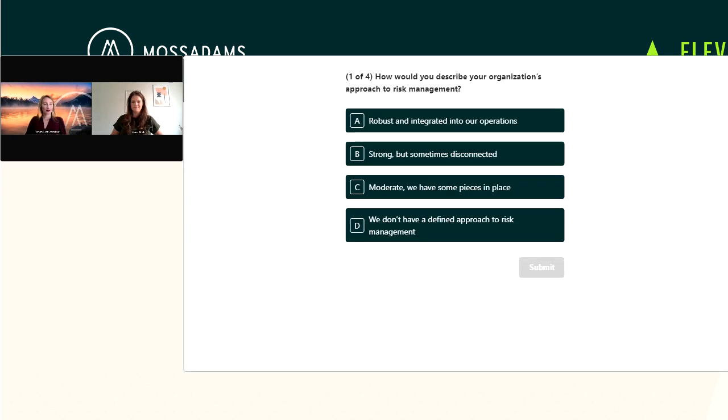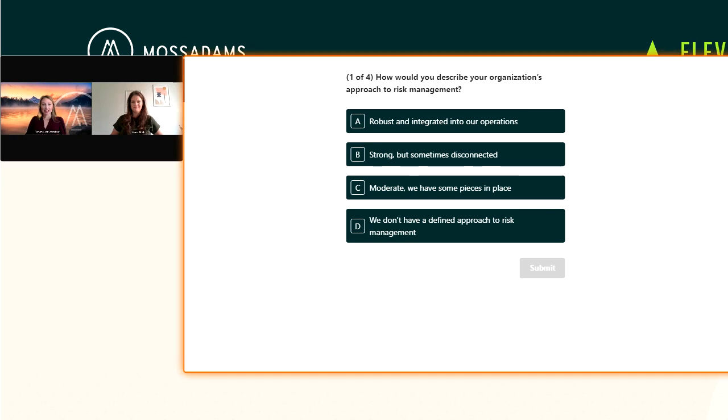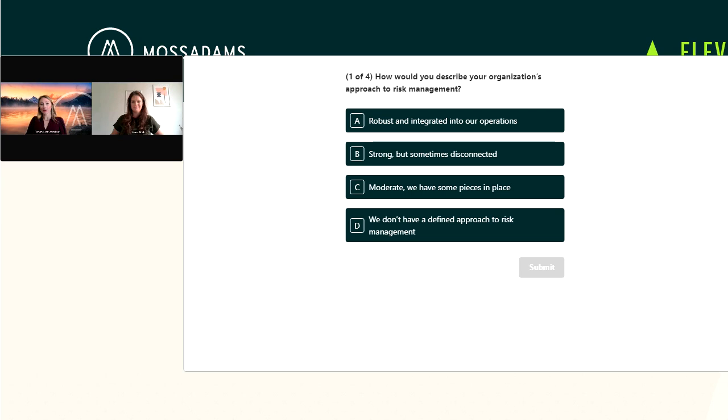So we have our very first polling question. We wanted to get started with just gauging who it is we have in the audience today and the current state of your organization's risk management. So is your approach really robust and well integrated? Is it strong but somewhat disconnected? Is it a little patchwork, or is it still undefined? So we want to hear from all of you.